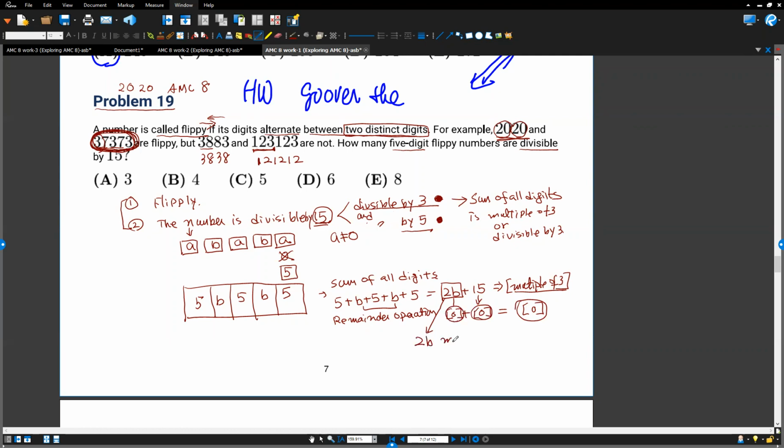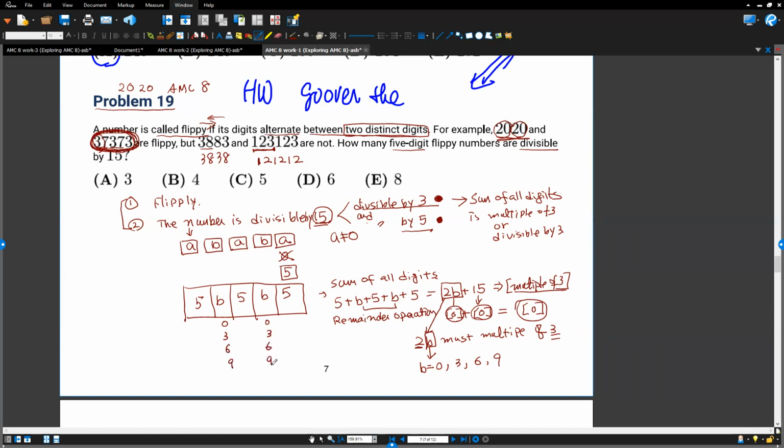2b must be a multiple of 3. But this number 2 is not a multiple of 3. The next choice is what? B should be a multiple of 3. So B can be 0, right? 0 is a multiple of 3 too. 0 divided by 3 is 0, right? B can be 0, 3, 6, or 9. 4 choices are there.